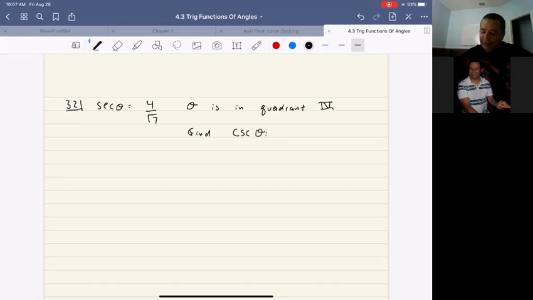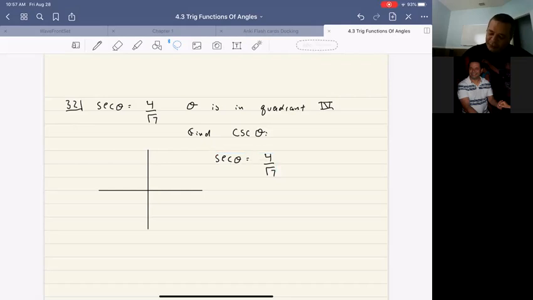Again, I'm going to just draw the picture up. Now secant of theta. Remember, secant of theta is the reciprocal of what? Cosine, right? So secant of theta equaling 4 over root 7 is equivalent to saying that cosine theta is root 7 over 4. So now let's go ahead and draw this triangle.